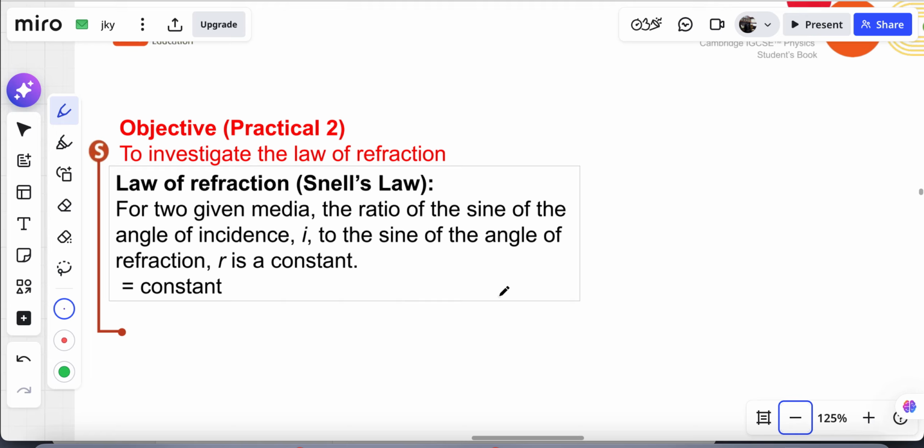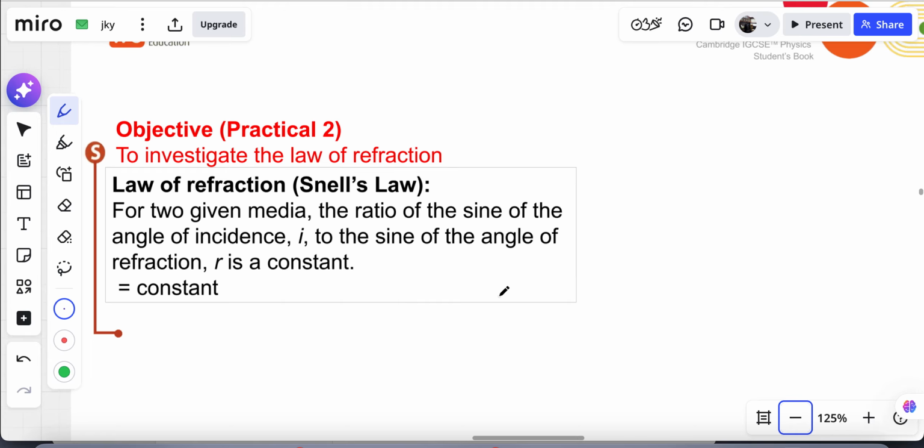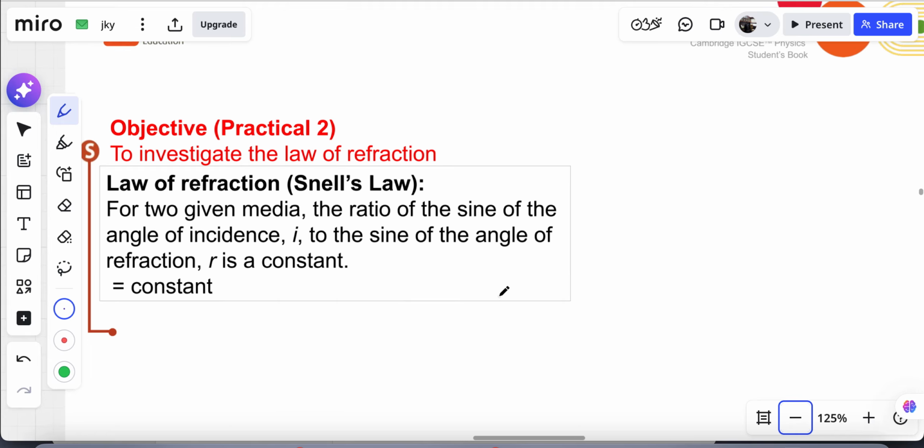Okay, so now let's take a look at objective 2, to investigate the law of refraction. So the law of refraction is called Snell's law. In this case, we're going to be dealing with two media, maybe air. Let's say this is glass, a piece of glass. Okay, and this is the normal. This is the normal at this point, and maybe there's a normal also somewhere else here.